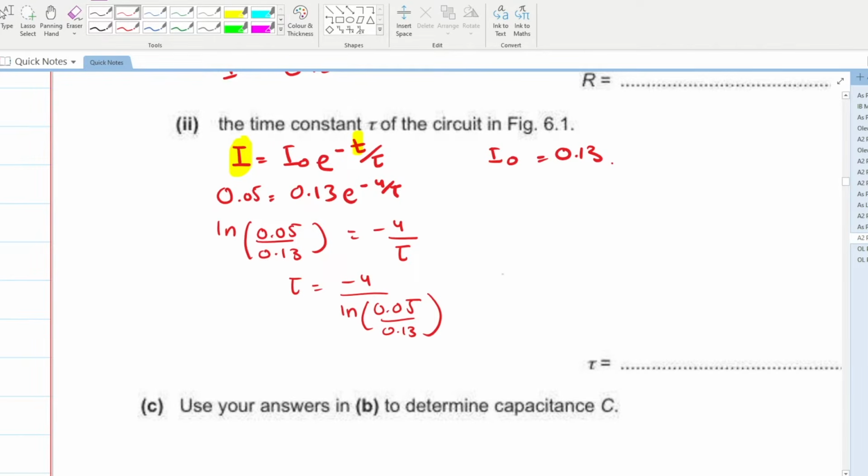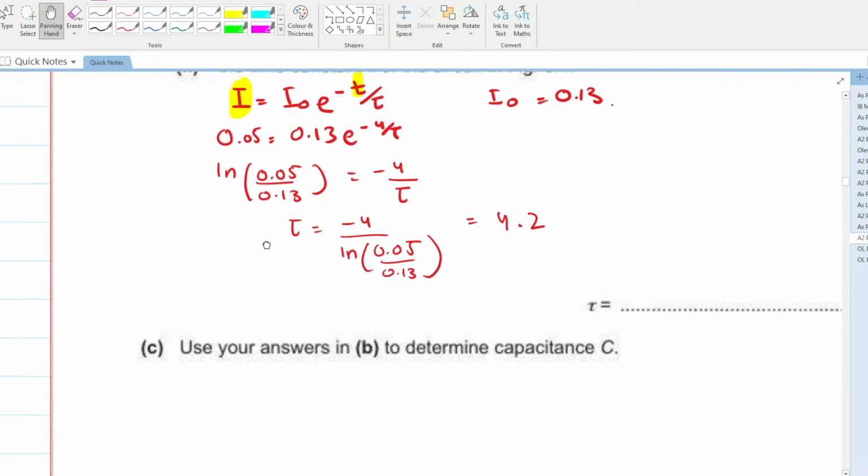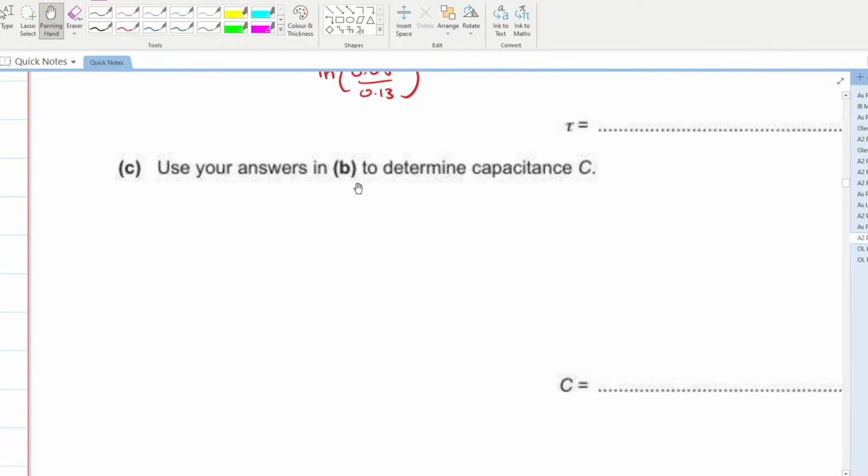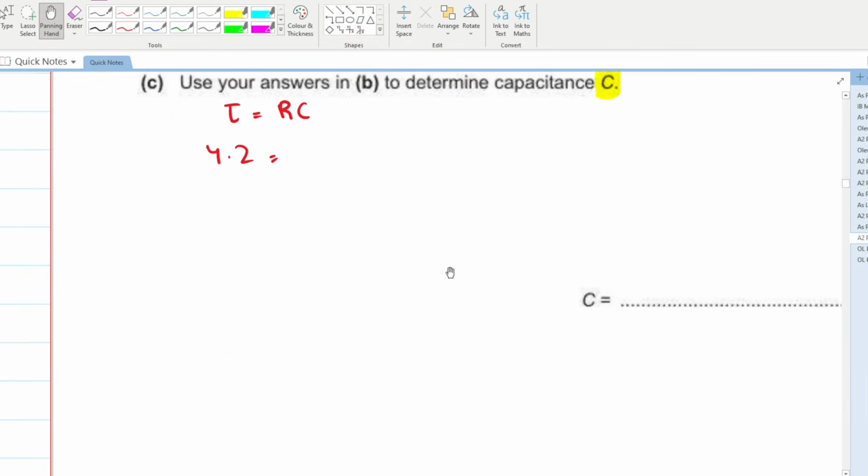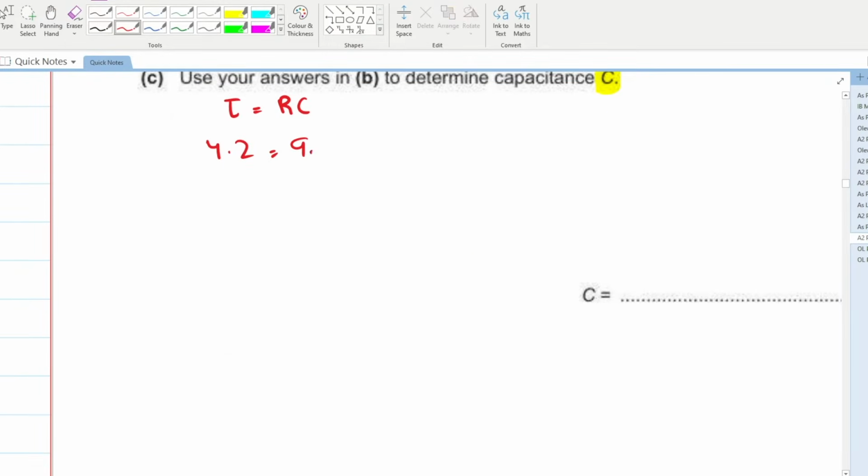4.2 is your answer. Time constant comes out to be 4.2. Chalo, let's further move ahead. Use your answer in part B to determine capacitance C. What do we know? Tau is equal to R into C. Tau क्या आ रहा था? 4.2. Resistance, did we calculate it? Yes, 9.2 into 10 to the power of 4.